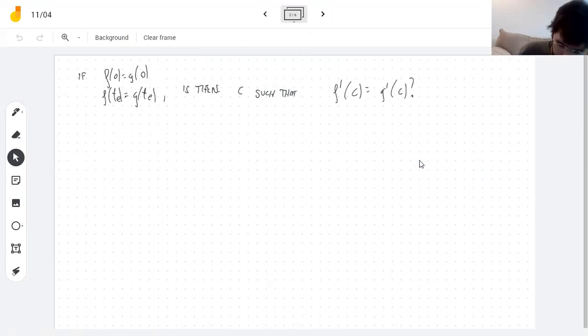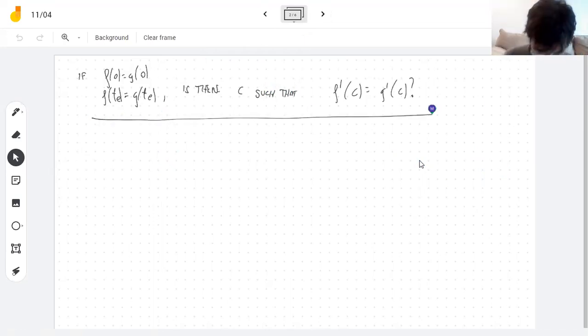So what I've got to do here is use the mean value theorem somehow. So what function should I apply the mean value theorem to? The second one? G? Is the second one G? F of T equals G of T? That's an equation, that's not a function. A function is something where I give it a T and it gives me an answer.